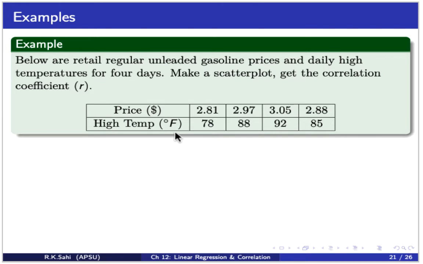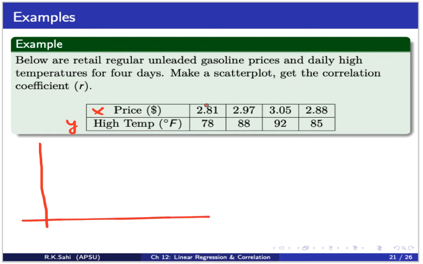So here we have two variables, which show us the retail regular unleaded gasoline prices and the daily high temperatures for 4 days. The question says make a scatter plot and get the correlation coefficient. So you can easily make the scatter plot. These are 4 values. Let's look at this scatter plot. I'm going to assume my price is X and my high temperatures are Y. I'm just going to make my life easier.